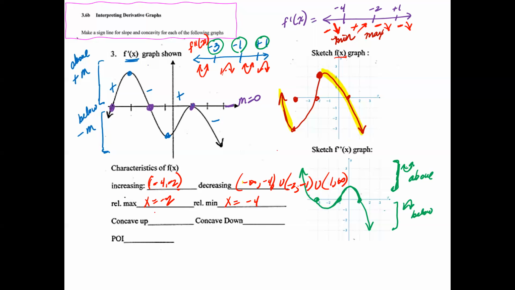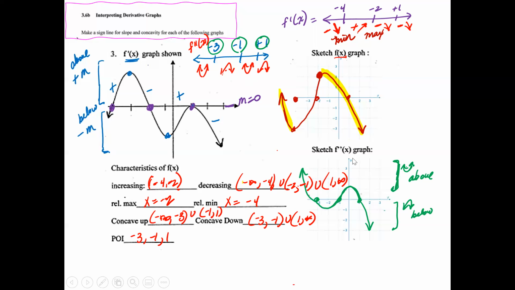Concave up is going to be between -infinity to -3, union -1 to +1. And concave down is from -3 to -1, union 1 to positive infinity. And then your points of inflection are at -3, -1, and +1. Phew, oh my gosh, that was long.